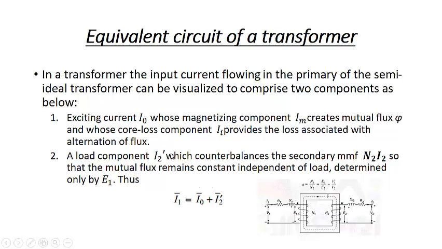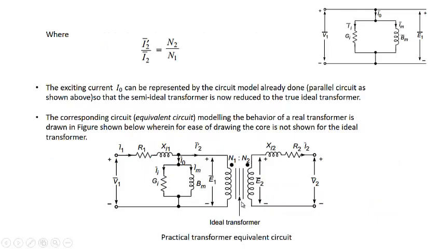So this is the load component of the current flowing in the primary circuit, that's why it is I2 dash. So it actually counterbalances the secondary EMF when the load is connected on the secondary side, because it will draw the current, and that MMF will be equal to N2 I2. So from the primary side it has to draw the current to counterbalance it, so that the total mutual flux will remain the same independent of the load. So that will be only determined by E1. Thus I1, that is the input current, will be equal to I0 plus I2 dash.